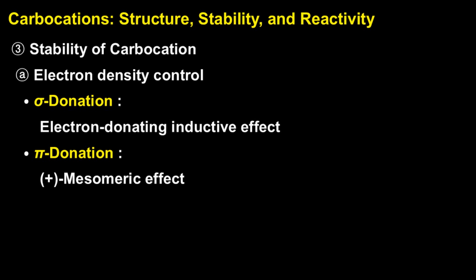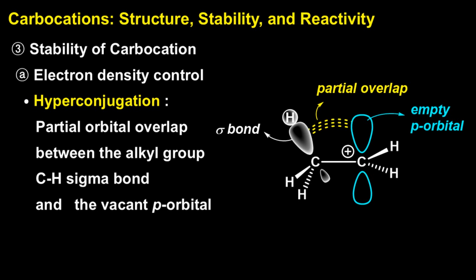Now, the second effect is called pi donation, also known as the mesomeric effect. This one involves lone pairs or pi bonds from a neighboring atom or group. If those electrons can interact with the empty p orbital of the carbocation, they can delocalize the positive charge. That means the charge gets spread out over multiple atoms, and that kind of resonance makes the carbocation much more stable. Another major factor that helps stabilize carbocations is something called hyperconjugation.